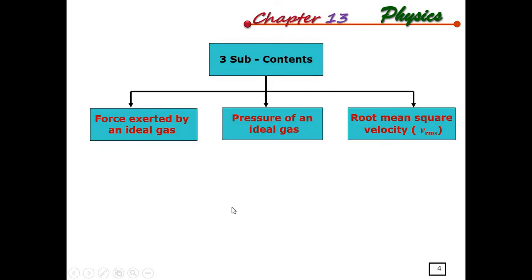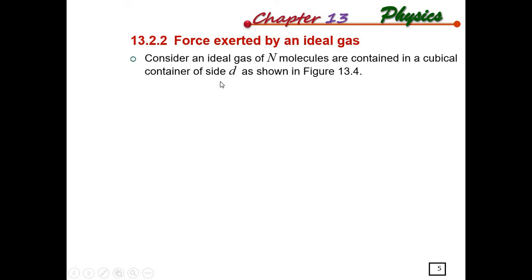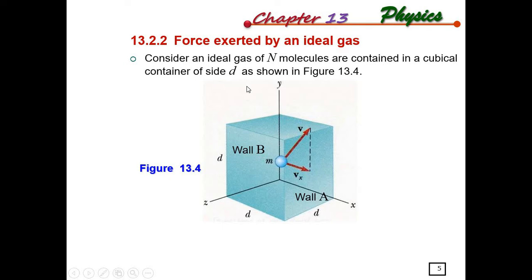Okay. For this subtopic, we will look at three subcontents: the first one, force exerted by an ideal gas; pressure of an ideal gas; and the third one, root mean square velocity or RMS. Okay, the first one, force exerted by an ideal gas. Consider an ideal gas of N molecules contained in a cubical container of side d, as shown in the figure here. The molecules can move along the x direction, y direction or z direction.